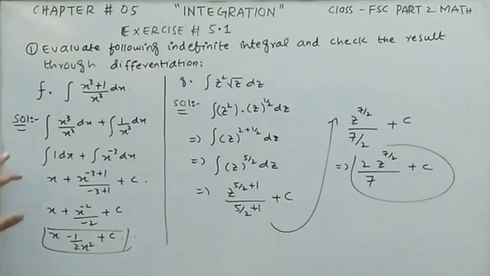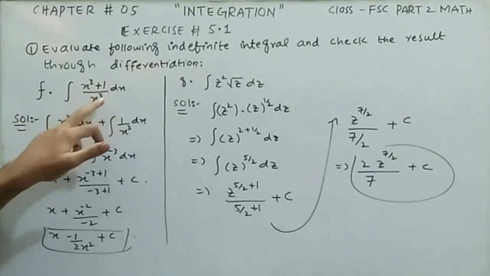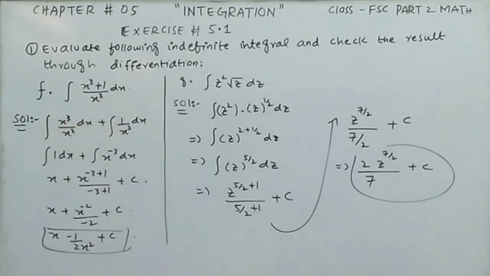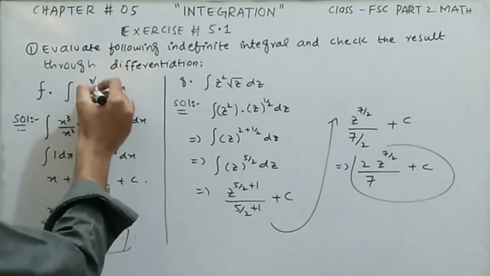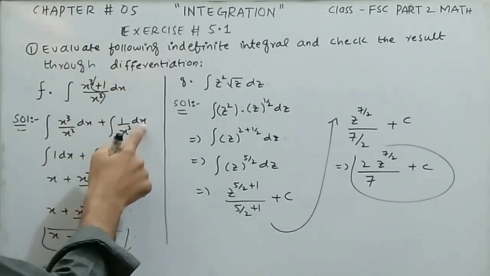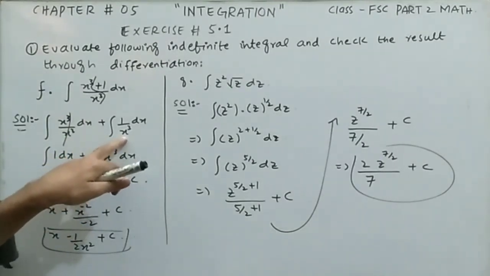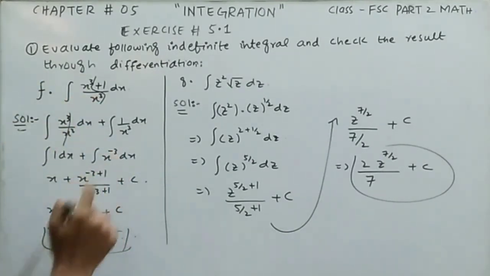Now move to the next part, part number F. It asks for the integral of (x^3 plus 1) divided by x^3 dx. Move to the solution. It can be written as x^3 divided by x^3 dx plus 1 divided by x^3 dx. The first cancels out, and we are left with 1 dx, and the other has x^3 in the denominator. So moving it to the numerator, it becomes x^(-3).